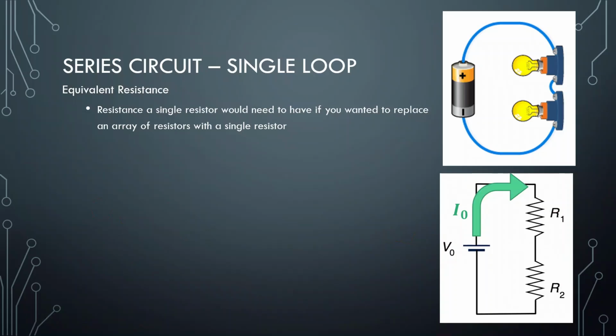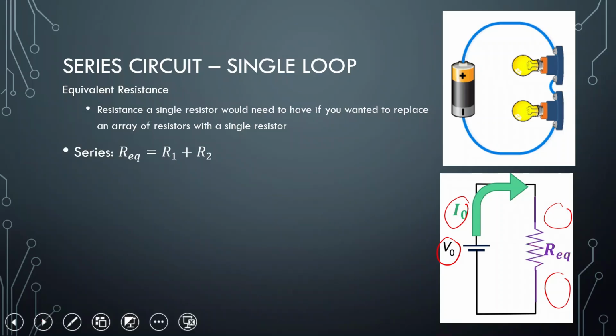So what we can do is we can take what we have just learned and we can figure out the equivalent resistance in a series circuit. So we have some current I0 coming out of our power supply with our voltage source V0. We have R1 and we have R2. In series, our equivalent resistance is going to be the sum R1 plus R2. So let me show you where this comes from.